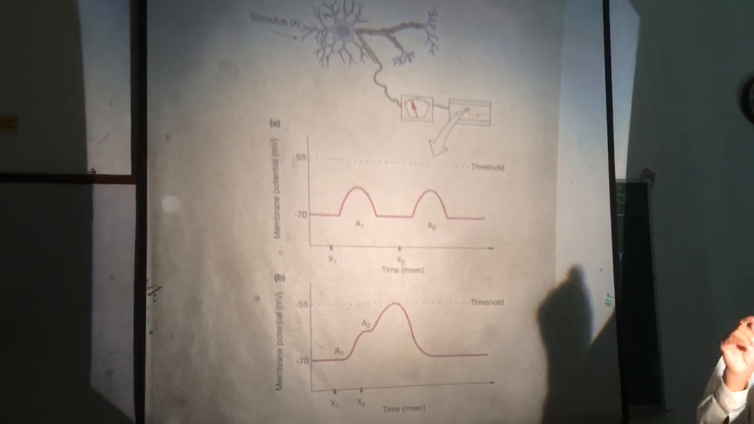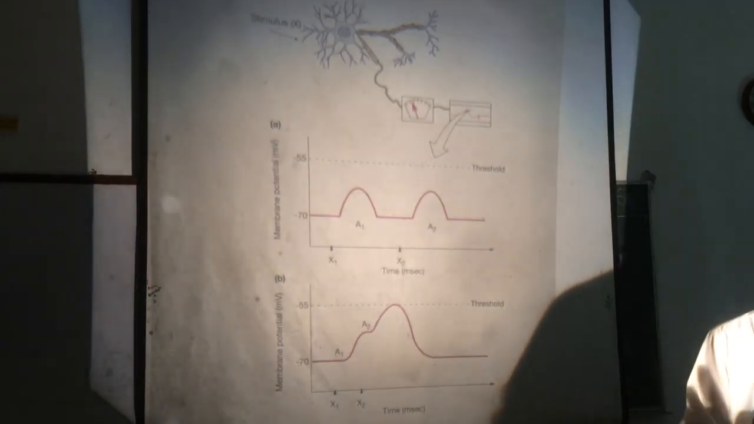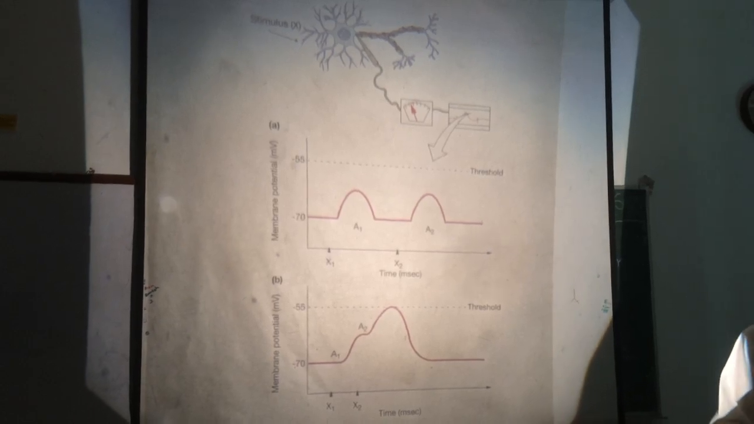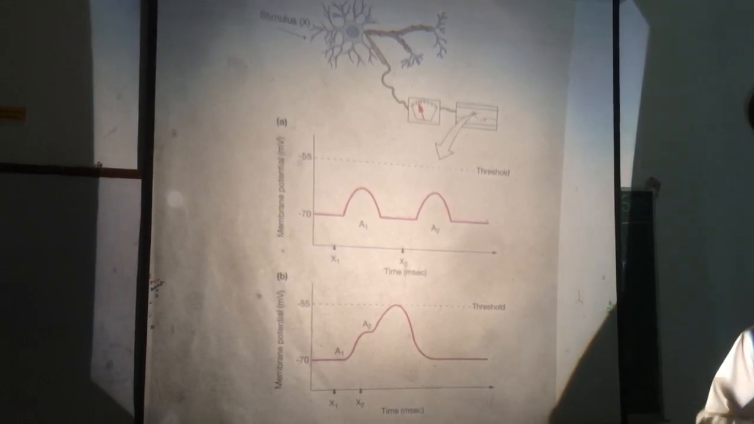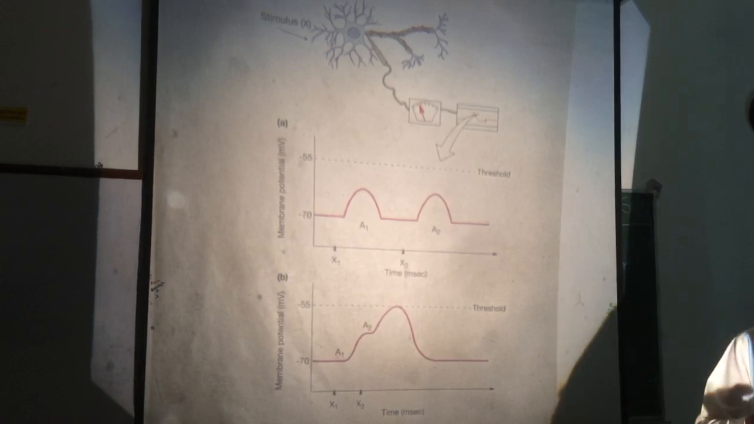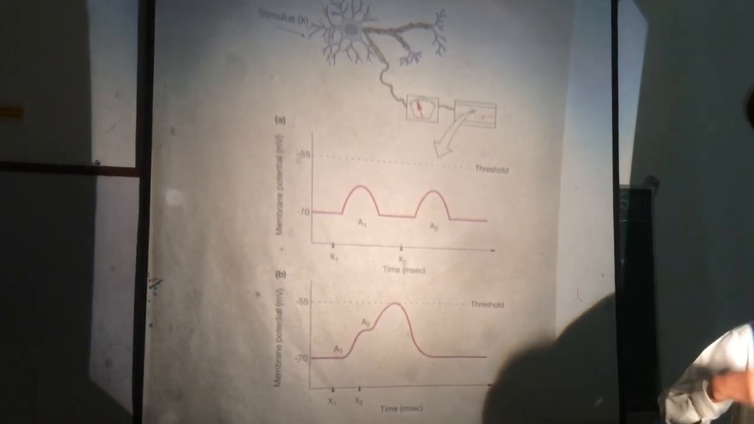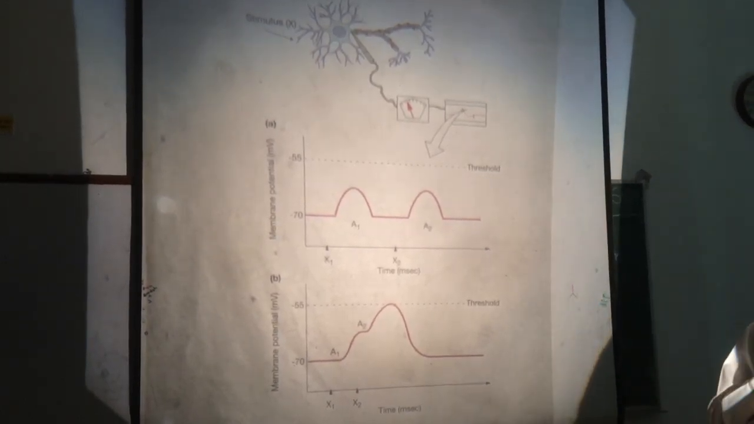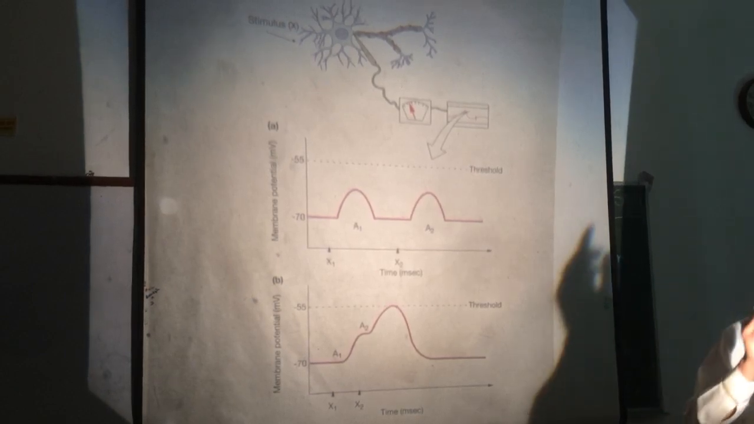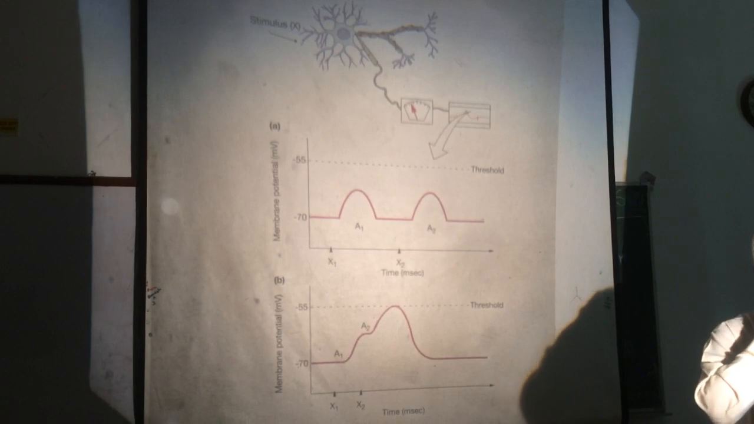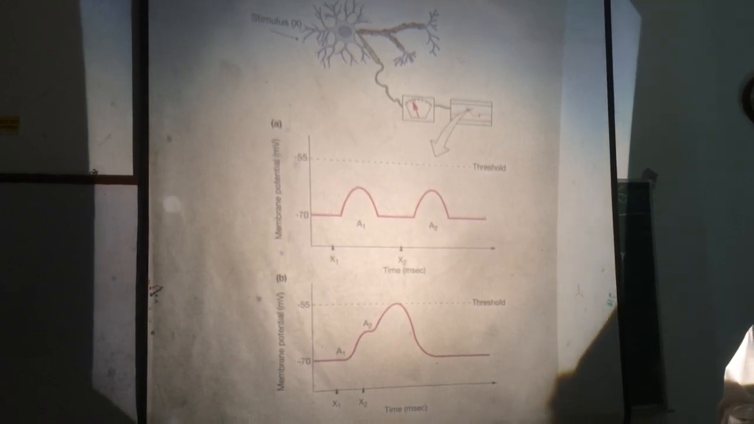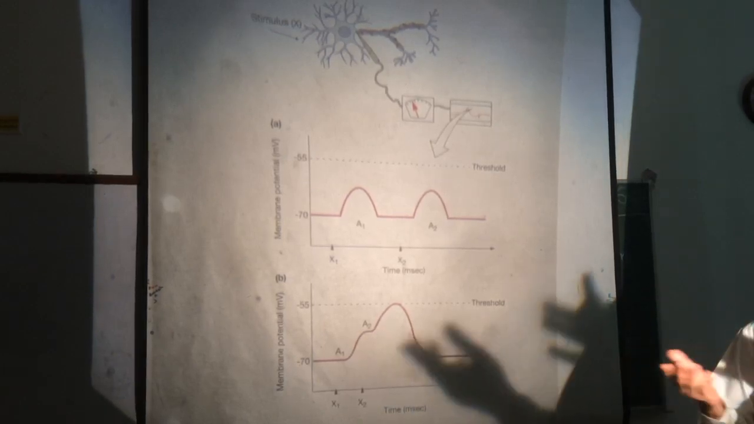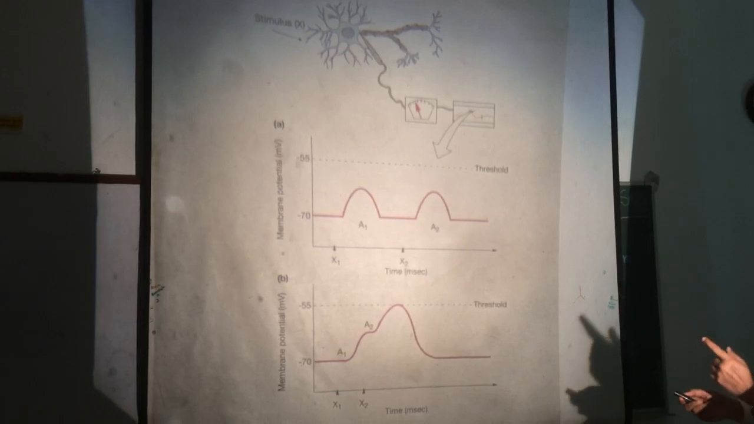The rate of repetition of these impulses should be such that the effect of the previous impulse is still there when the next one comes. So this is temporal summation.